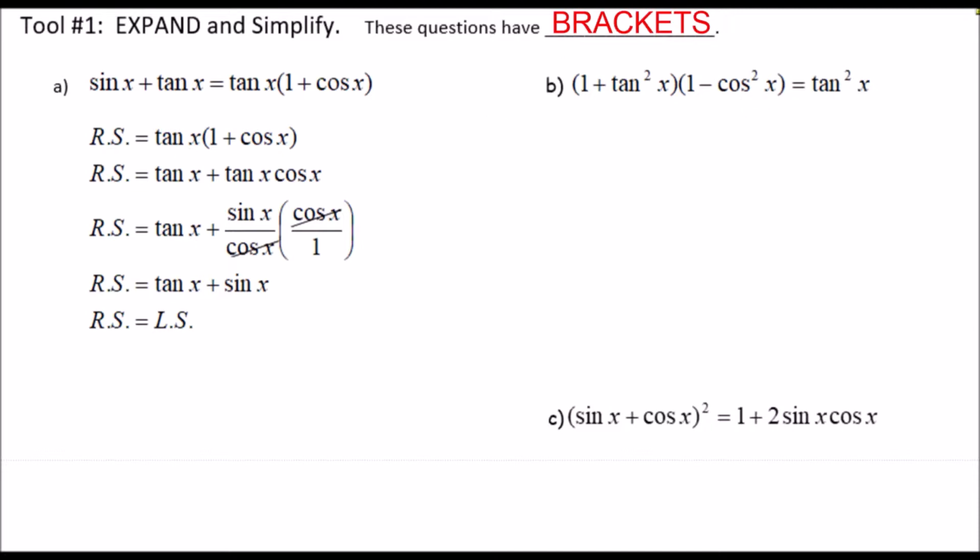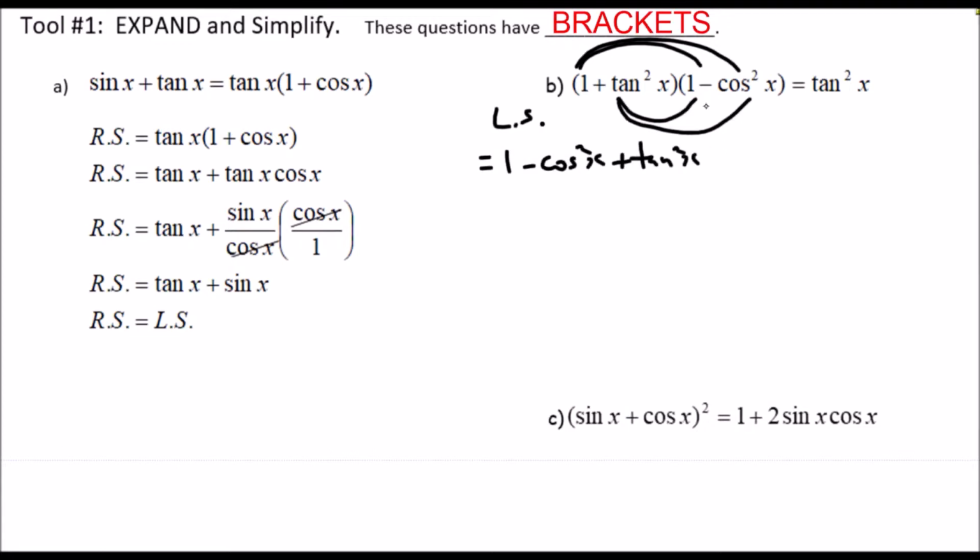So here we go, left side. What I'm going to do is FOIL. So 1 times 1, 1 times negative cos squared, tan squared times 1, and then tan squared times cos squared x. So my left side will be this: 1 minus cos squared x, plus tan squared x, and then finally I'm going to have the always fun and enjoyable tan squared x cos squared x. Excuse my terrible writing there.